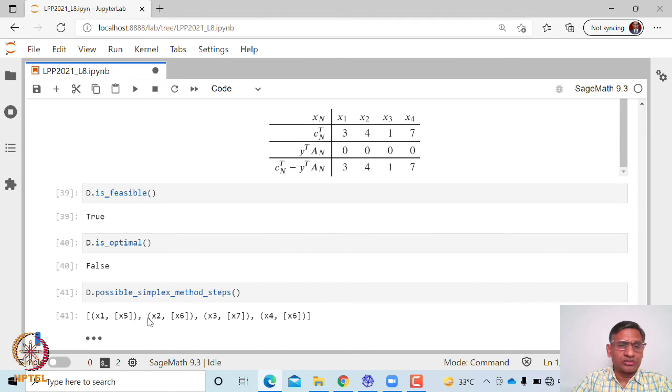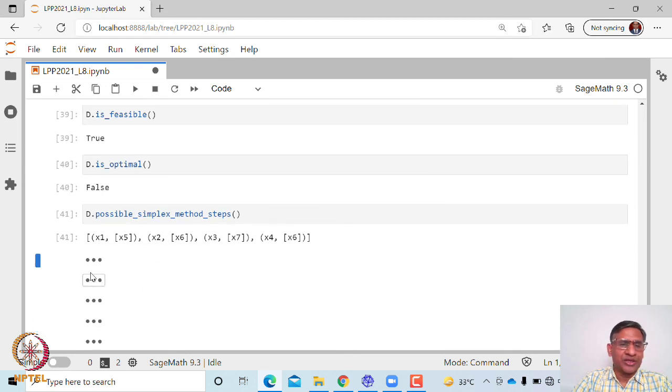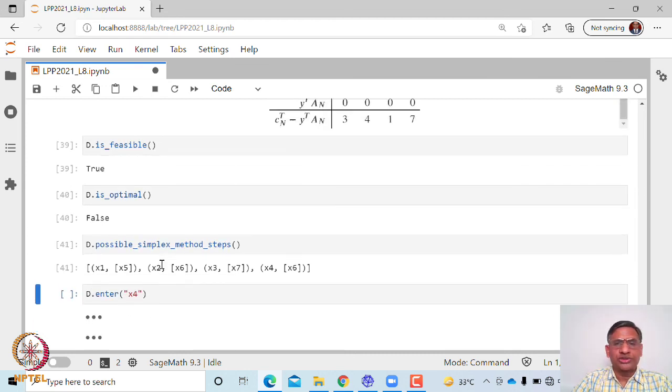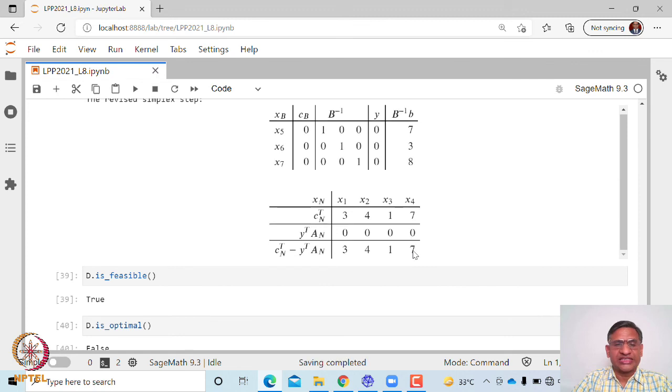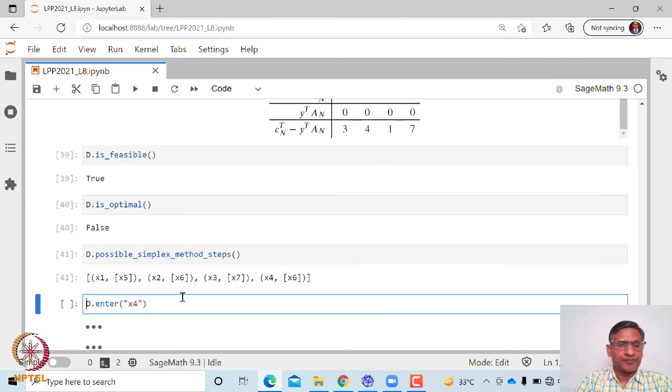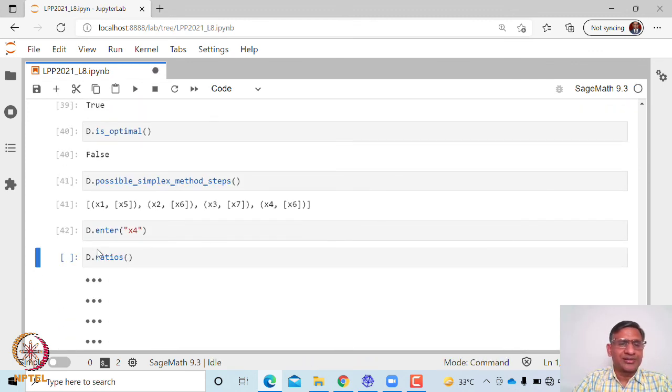So here x1, x2, x3, x4, anyone can enter. You choose one. We can choose the one which is the most positive, in this case x4. So we will say enter x4 and then compute the ratios, right?